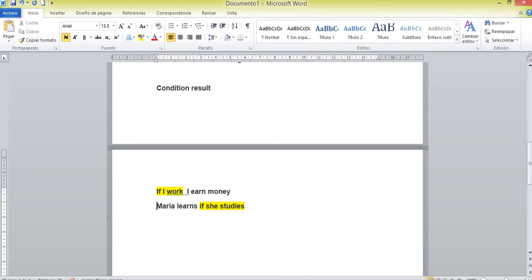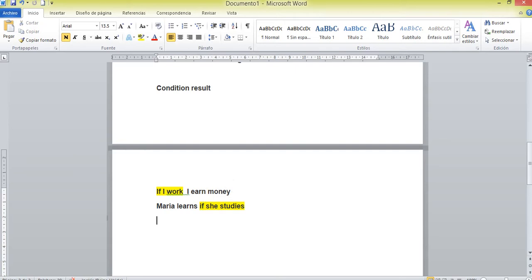Now, in this second example, Maria learns if she studies. Okay, good. In this example, I'm saying like María aprende si ella estudia. So in this part, I'm saying Maria learns, this is the result, okay? And the condition is if she studies. Remember, this word if is going to be always connected to the condition, always, okay? So this is part of the condition.